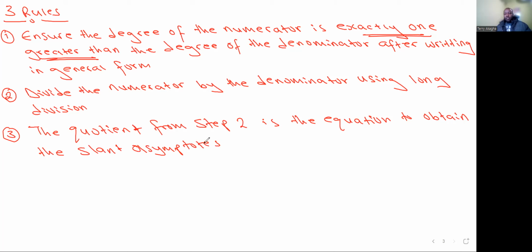All right, so the first thing you do, you ensure the degree of the numerator is exactly 1 greater than the degree of the denominator. When you're done, you now divide the numerator by the denominator using long division. Then after you're done with that, the quotient you get from step 2 is what you use to obtain the slant asymptote, okay? So let's pick an example here, all right, to make it easier.